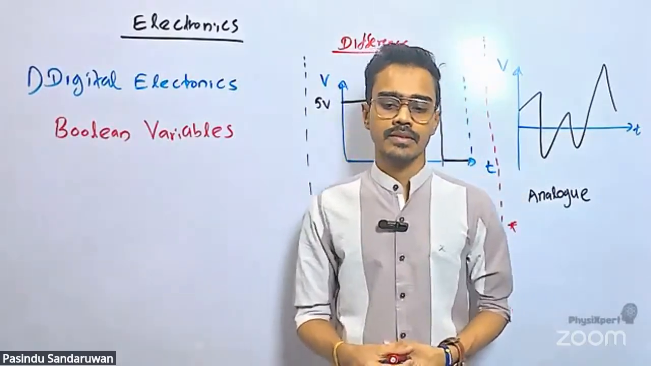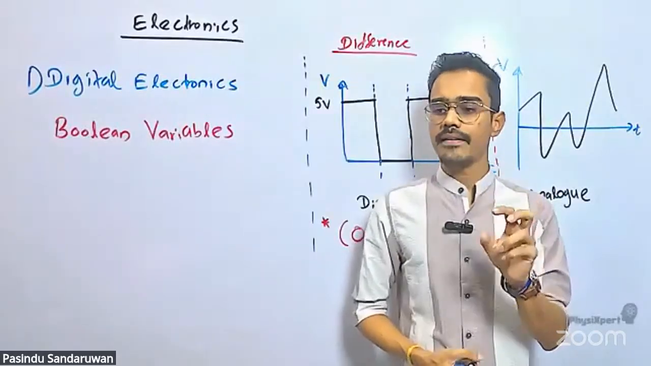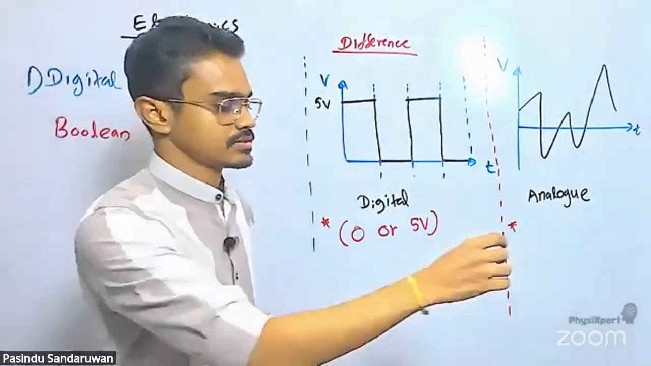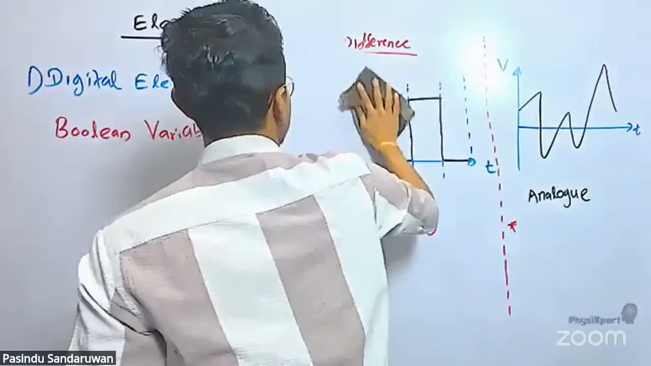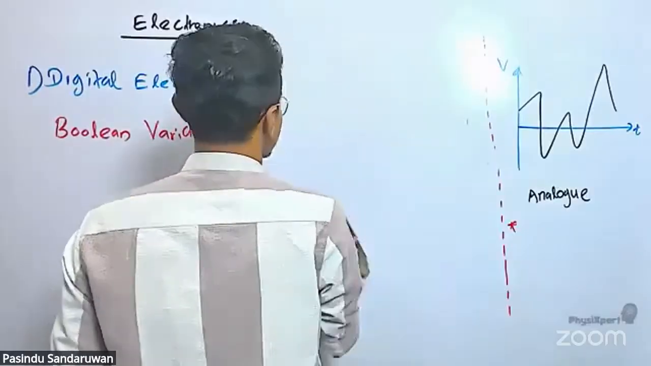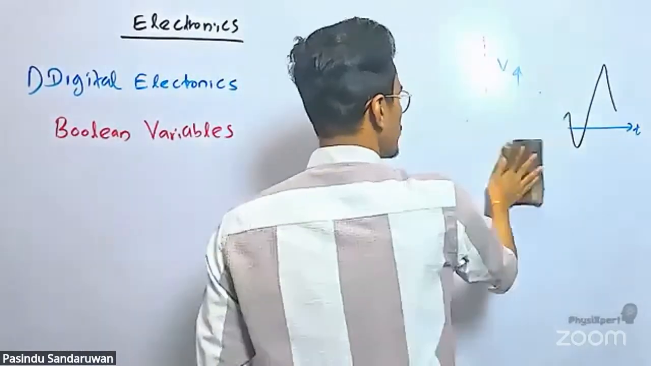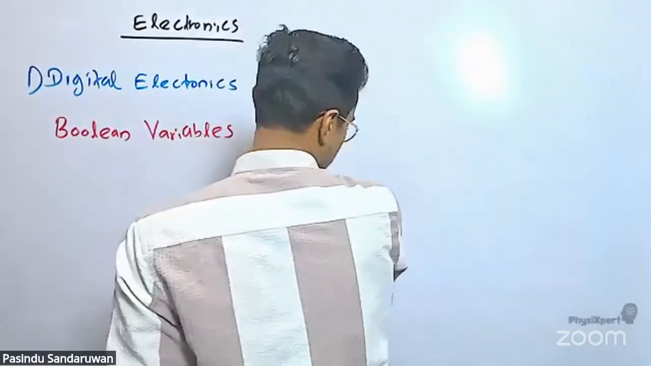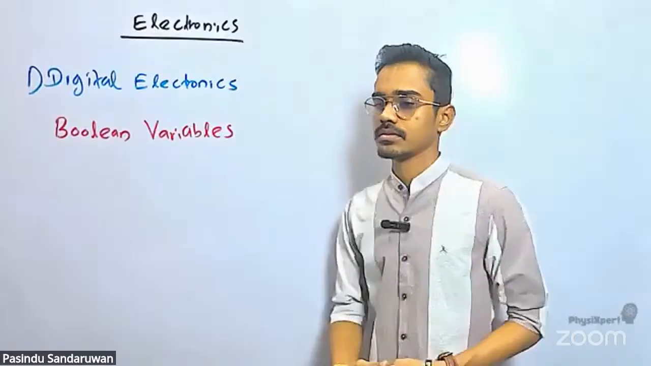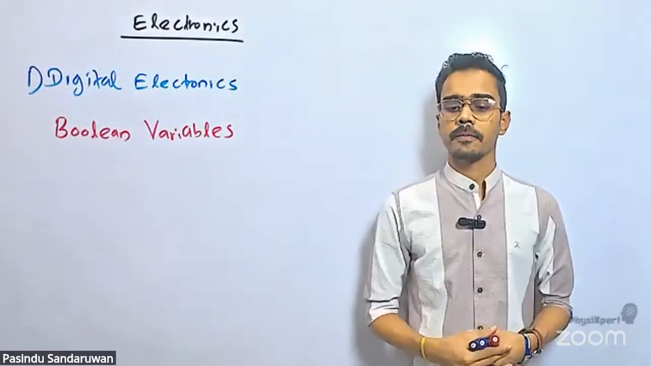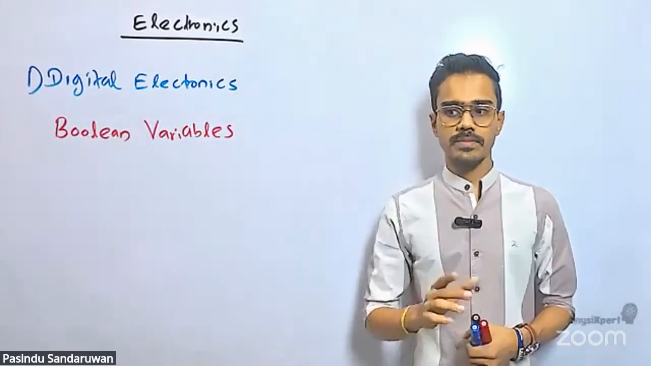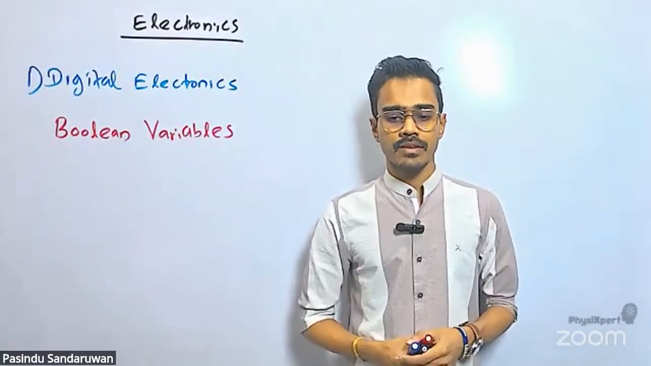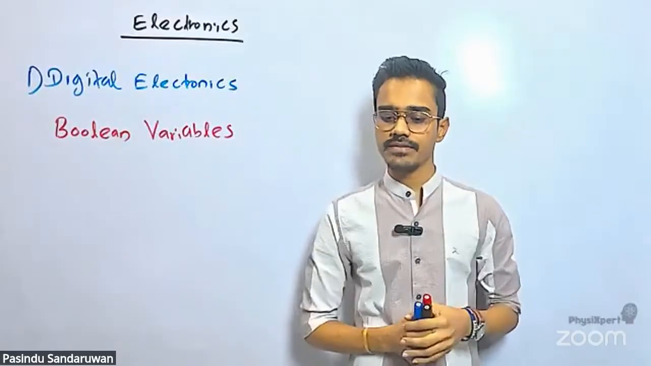Next point, write down: Boolean variables can have only two possible voltage values.